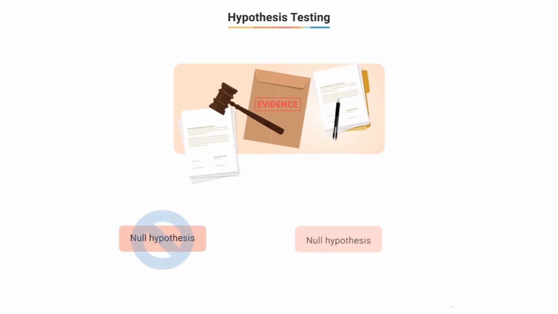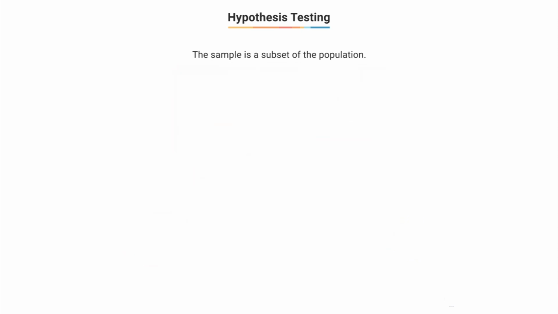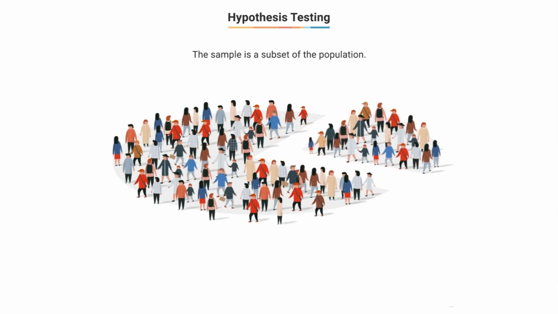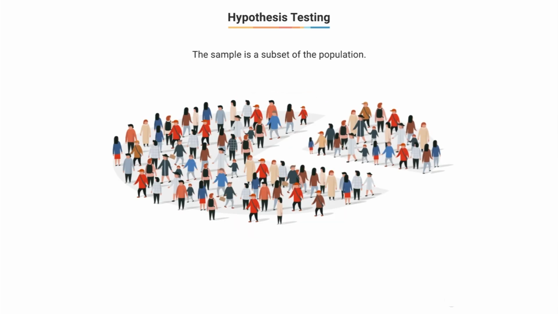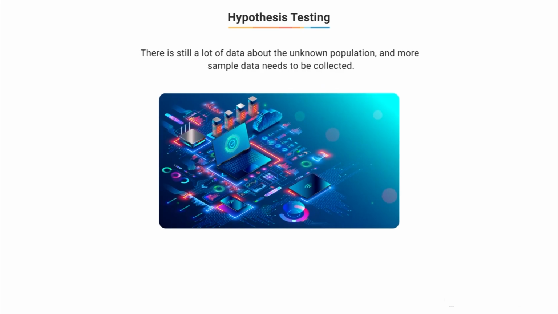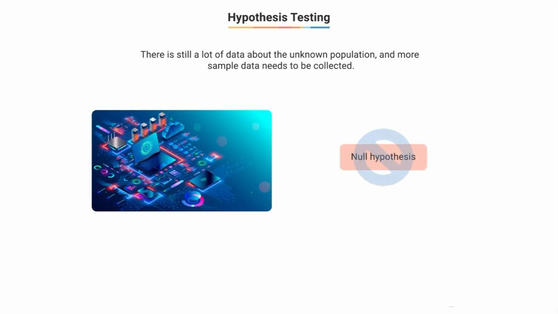Doesn't that prove that the null hypothesis is true? It doesn't. Remember that your sample is only a subset of the population. Even a well-designed sample may not have the exact same characteristics as the population. There's still a lot of data about the population which we don't know, and if we were to collect more sample data, then we may eventually be able to prove that the null hypothesis is wrong. So the null hypothesis could still be wrong.